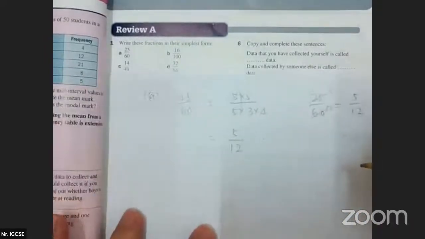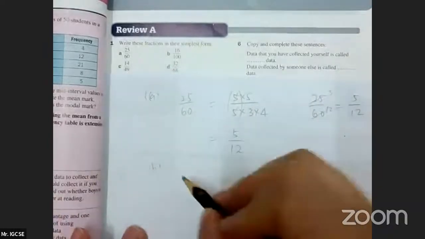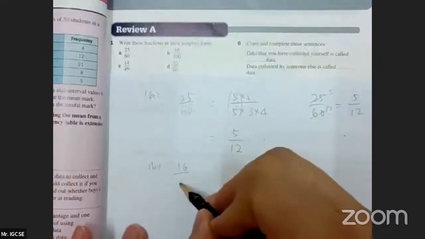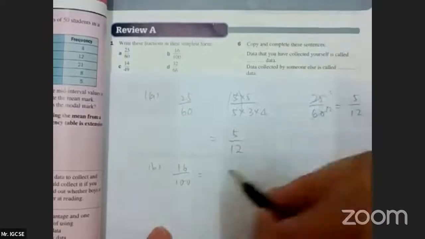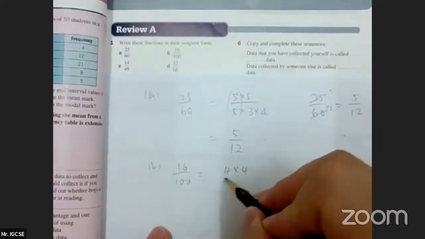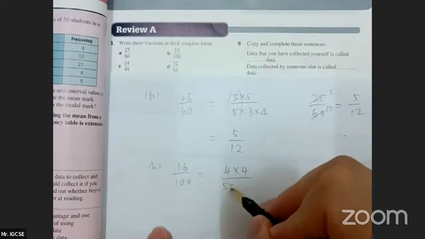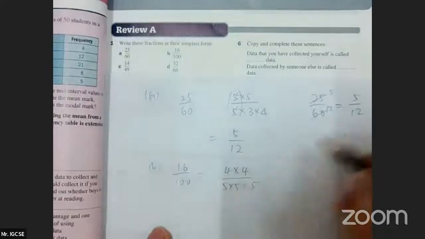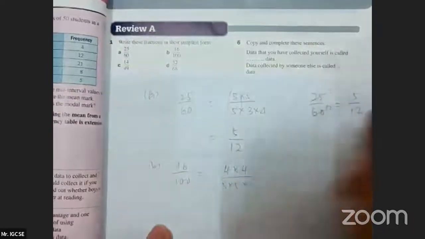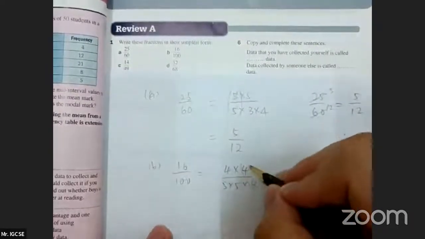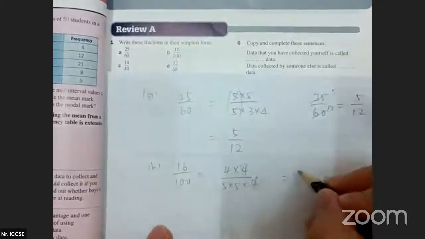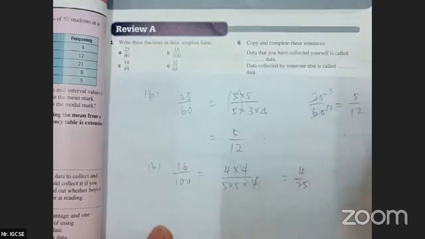And then we do number B, which is 16 over 100. So this is 4 times 4, and then this is 5 times 5 times 4. Oh, sorry, this is 5, this is 4. So this is the 1, so you can cancel it out. So your answer is 4 over 25.